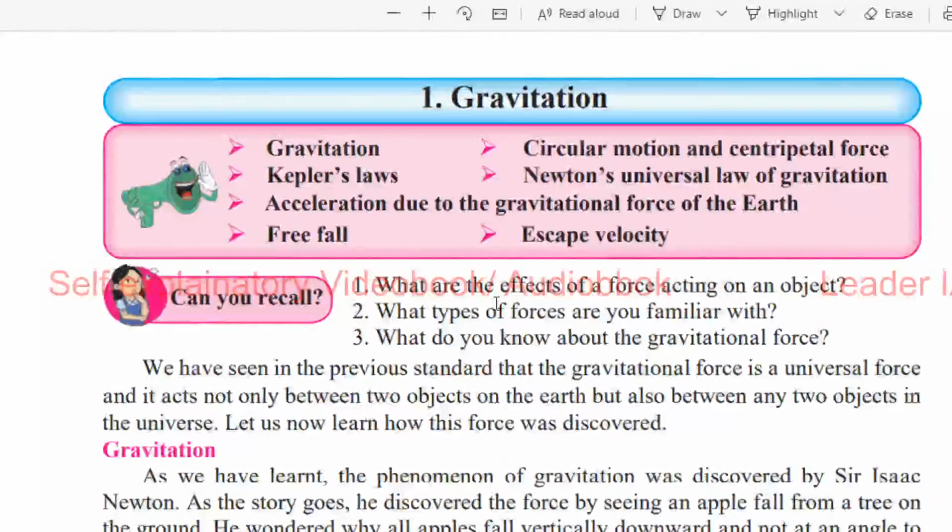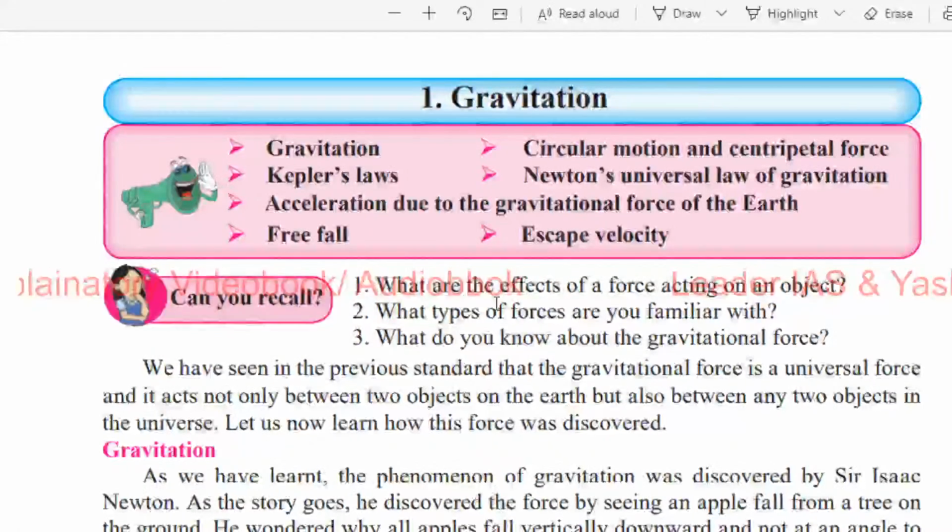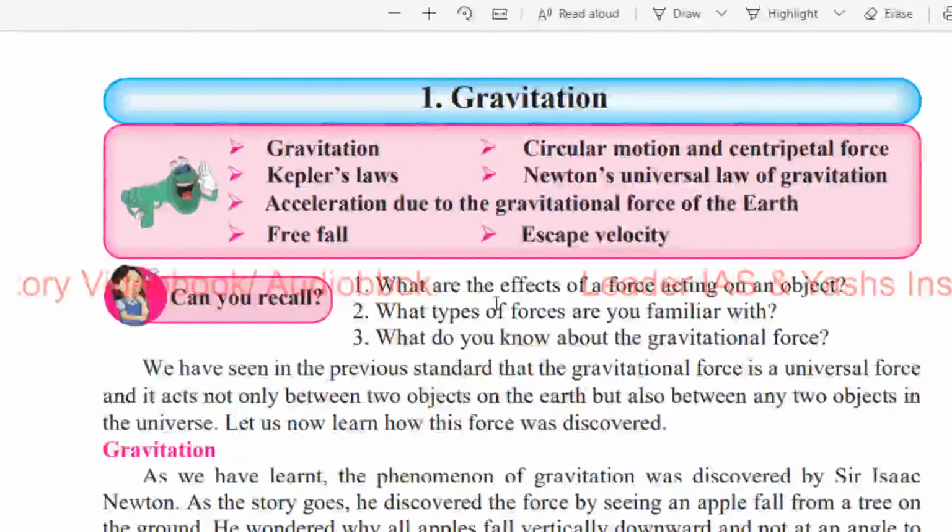In this video, we are going to learn and understand State Board of Maharashtra Standard 10th English Medium, Subject Science and Technology Part 1, Chapter number 1, Gravitation.